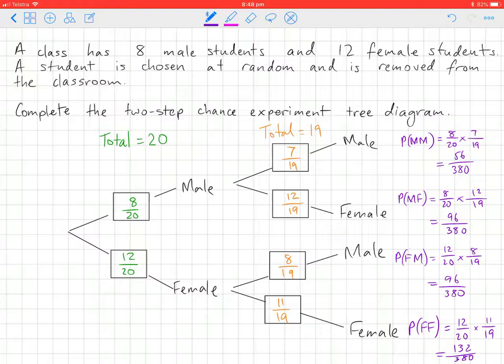Okay, and then just depending on the question, many scenarios can arise. For example, what if the question asks for the probability of selecting the same gender? Then you'd add up the probability of male male and the probability of female female. You'd add those results up.